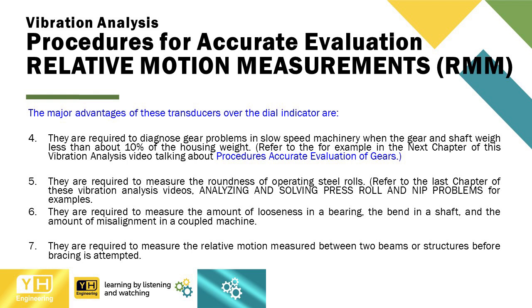Number 6, they are required to measure the amount of looseness in a bearing, the bend in a shaft, and the amount of misalignment in a coupled machine. Number 7, they are required to measure the relative motion between two beams or structures before bracing is attempted.